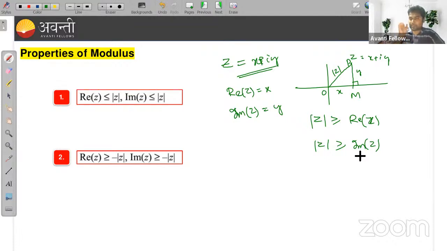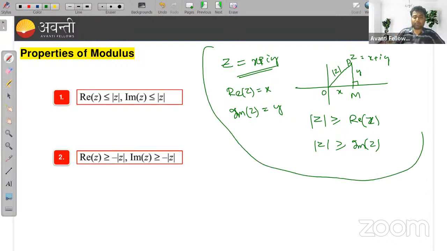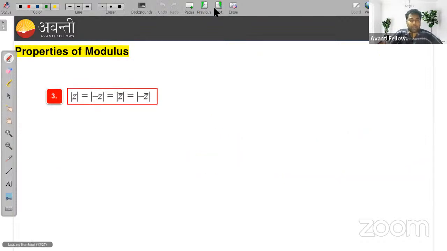So using the similar whole process, you can prove this property. What is the second property saying? Real of Z is greater than or equal to negative of mod Z, and the imaginary of Z is greater than or equal to negative of mod Z. Yes, obviously. Okay, chalo, ye ho gaya.